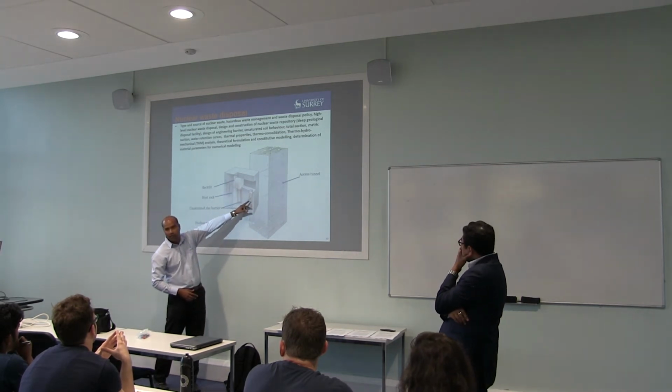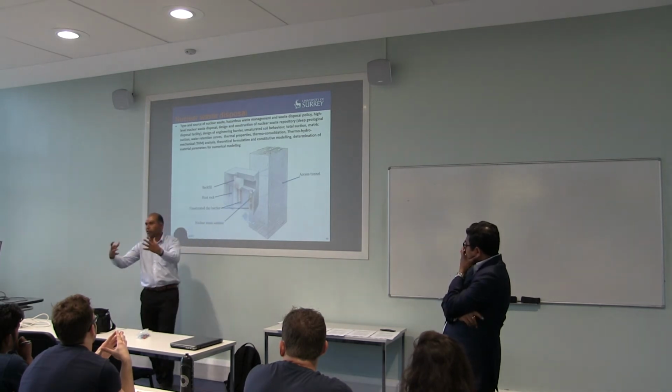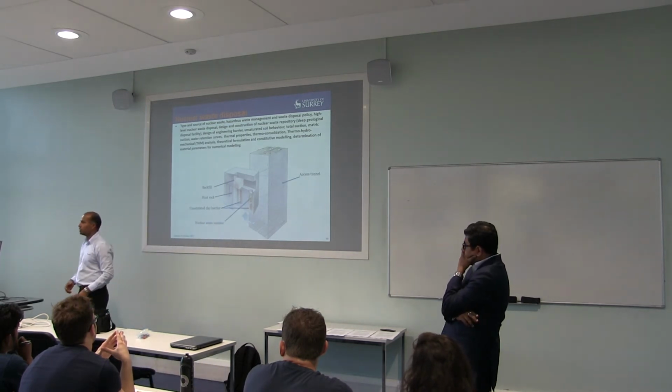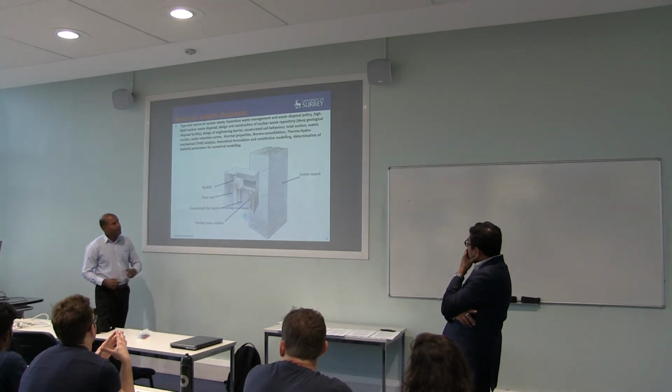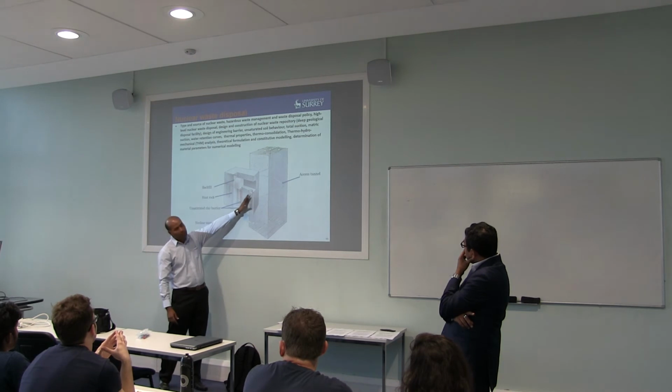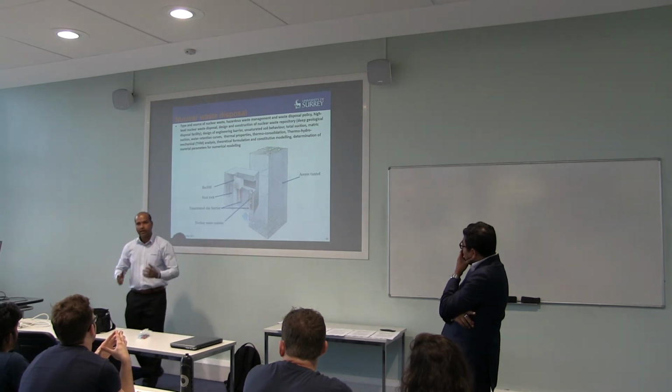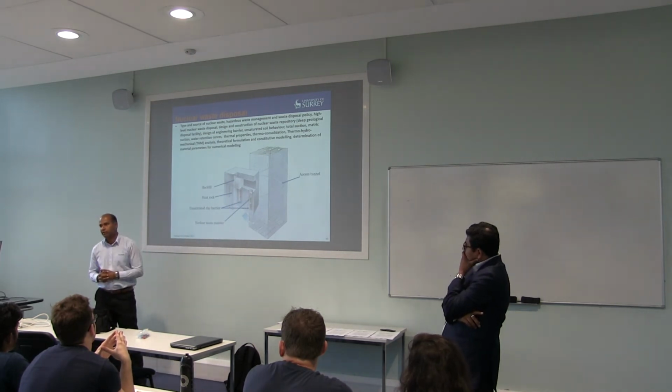So this is the nuclear waste put in the canister. And these canisters are generally made of steel or copper. And then these canisters are surrounded by a clay liner.